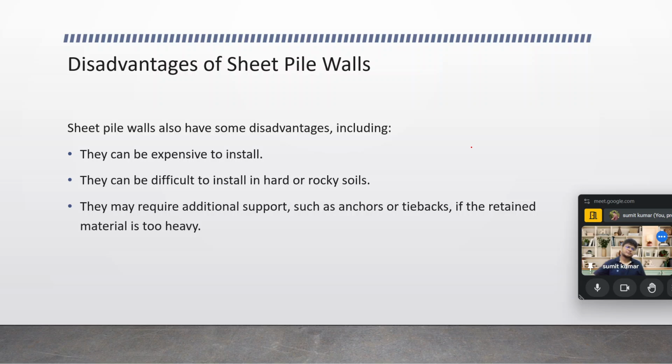The same thing applies to the sheet pile wall as well. They can be expensive to install, but not always the case. But difficult to install is always the case, specifically in hard or rocky strata. They may require additional support such as anchors or tiebacks if the retained material is too heavy.